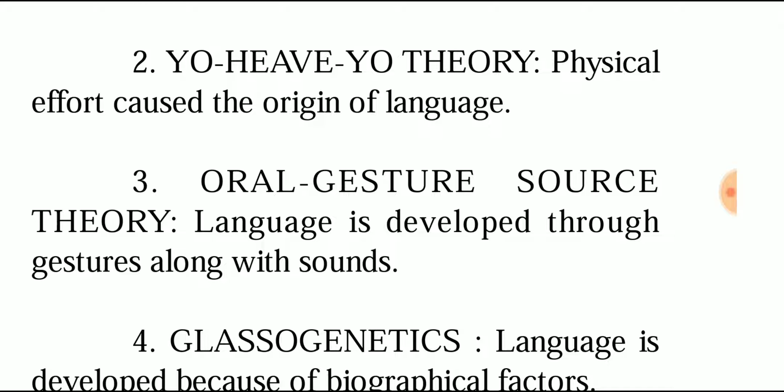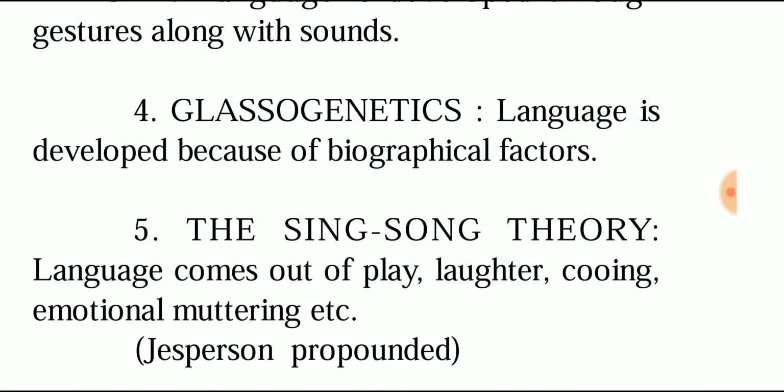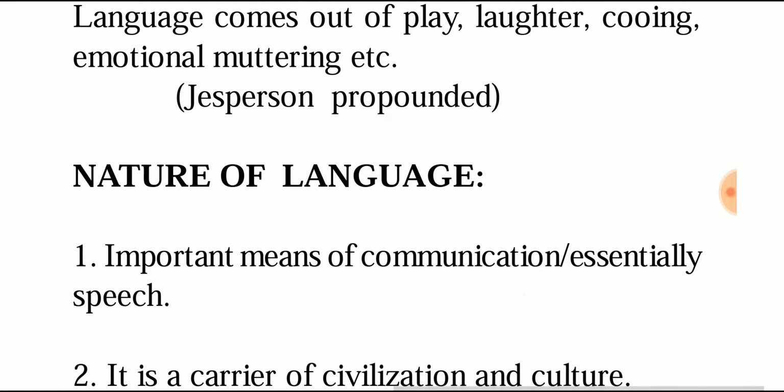Then oral gesture source theory. Language developed through gestures along with sound. Then what is that? Glossogenetics. That means language developed because of biological factors. The fifth one is the Singsong Theory. Language comes out of play, laughter, cooing, emotional muttering, etc. It was propounded by Jespersen.